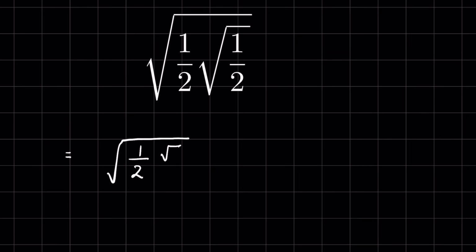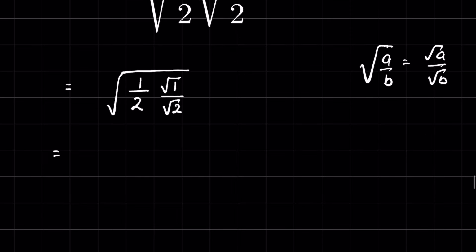This we can write as the square root of 1 upon the square root of 2, because when a upon b is under a square root, we can write it as square root of a upon square root of b. Now this will be 1 upon 2 times the square root of 2, under the square root. Now to rationalize the denominator, we multiply and divide by the square root of 2.